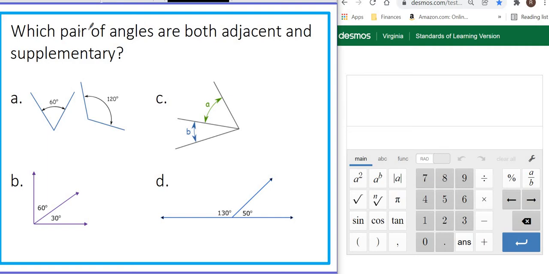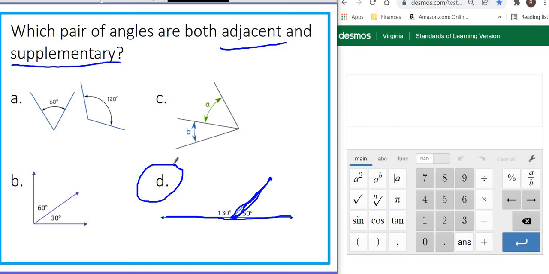So it says, which pair of angles are both adjacent, that means they share a side, and supplementary, that means they form a straight line. Well, here's the straight line right here. So this is definitely supplementary, and they are definitely adjacent because they share that side. So D would be your answer. Remember, supplementary straight line equals 180. Adjacent, you share a side.